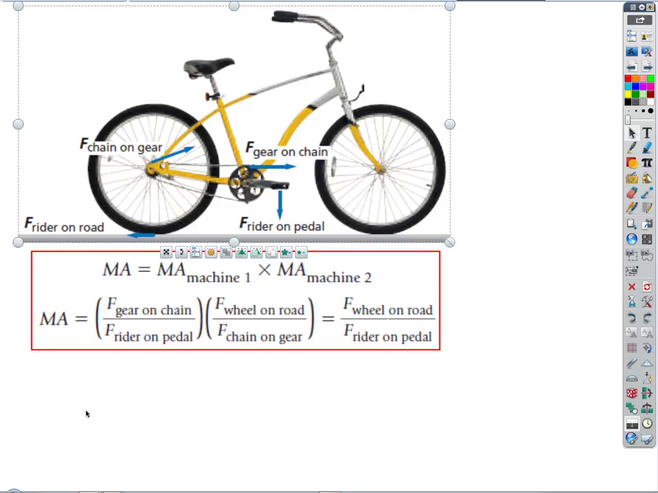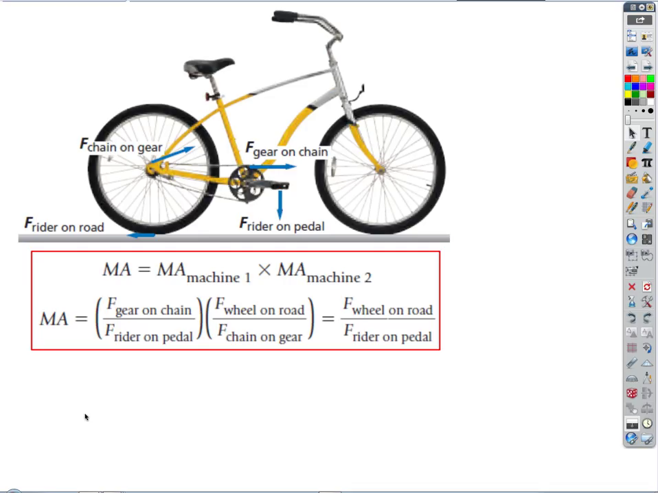So what do you think you do then when you want to take this as one big compound machine? How are you going to calculate the overall mechanical advantage? You have to find the gear ratio? Yeah. Do you think you're going to multiply or add all those mechanical advantages of the individual machines? It'd have to be multiplied, wouldn't it?